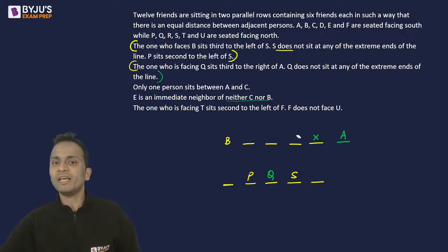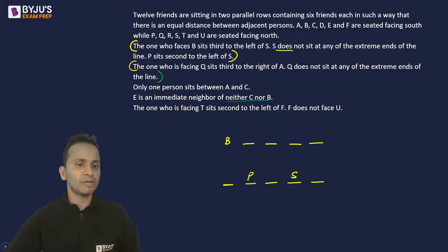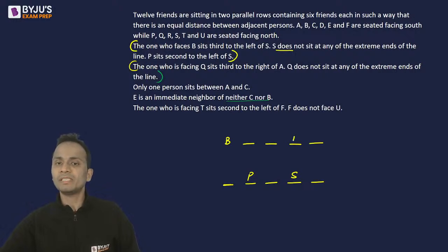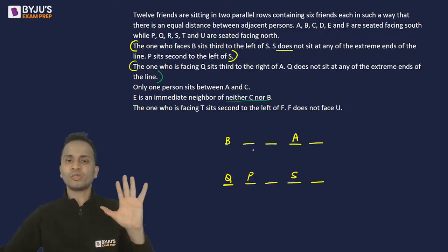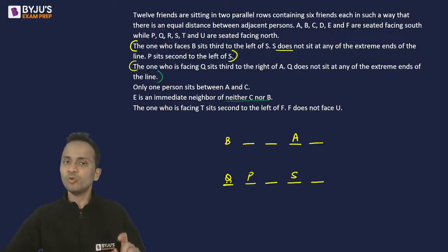Okay, so I will erase this arrangement, whatever I have written with green color, and I can say that A will be sitting at this place. Okay, A will be sitting at this place, and hence Q will be sitting opposite to a person who is sitting third to the right of A. Clear? So now I have the place for Q.